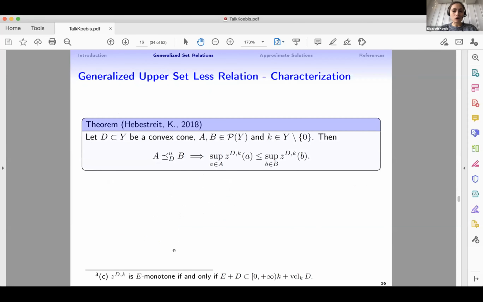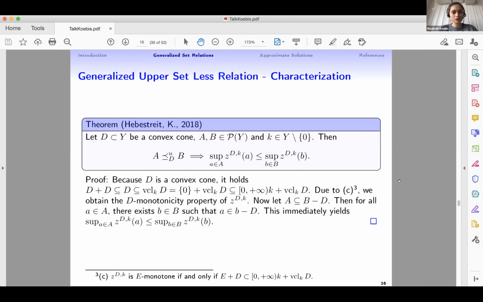So now our goal was to use this functional in order to represent set relations, in particular the upper set less relation, as I've introduced before. And now the first theorem that we have is the following. Assume that D is a convex cone. Then we have that if A is better than B with respect to this upper set less relation, then this inequality holds true.